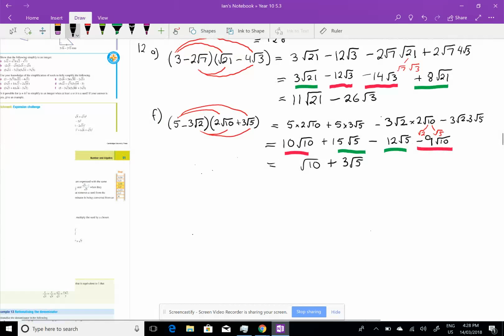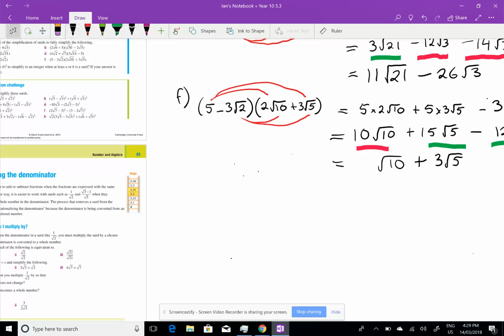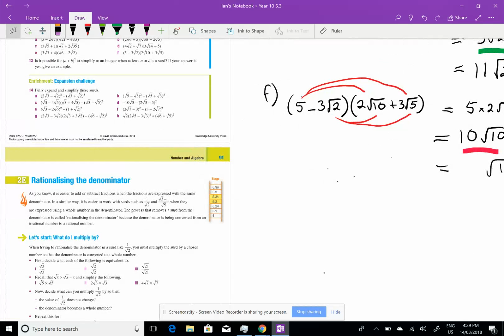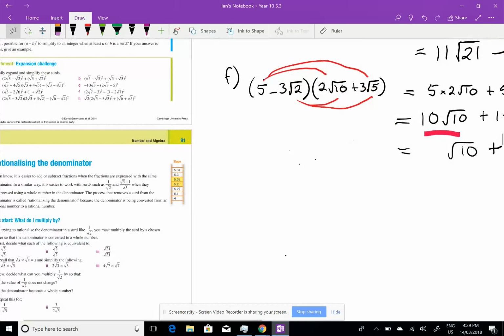Finally, let's have a look at question 14. Now again, question 14, I'll do B and H. You have a go at the other two, but have a go at H before I do it. So 14B, what have I got?